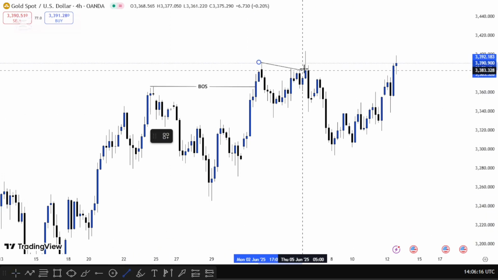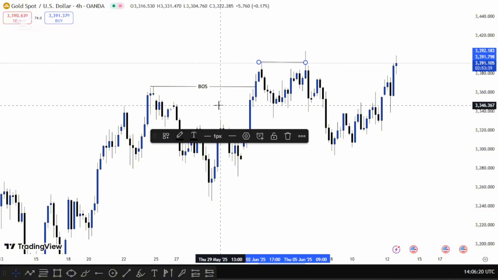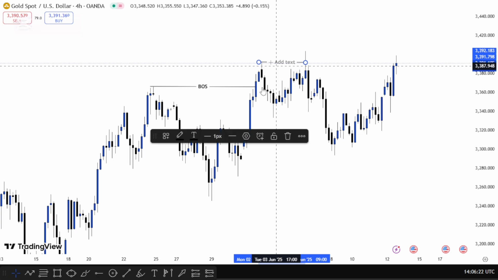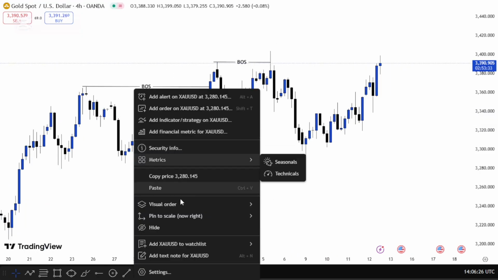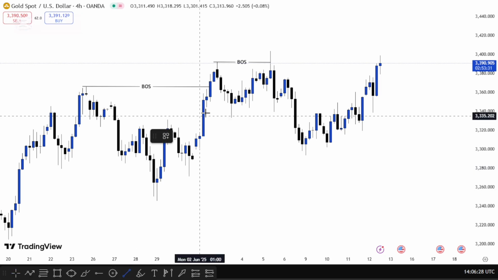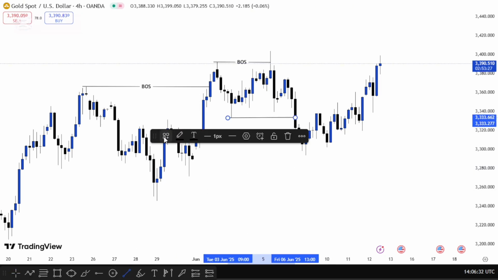Here we have another break of structure. These models, I've actually been explaining them over and over again, fam. So we have another break of structure right there, and that leaves us with what? An inducement. So what's the purpose of an inducement? The purpose is for it to actually be taken out.